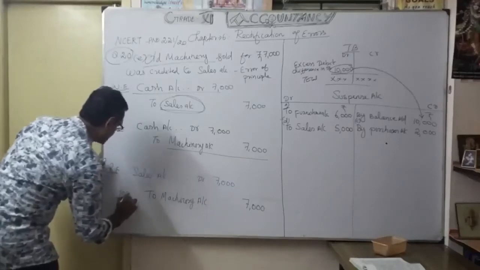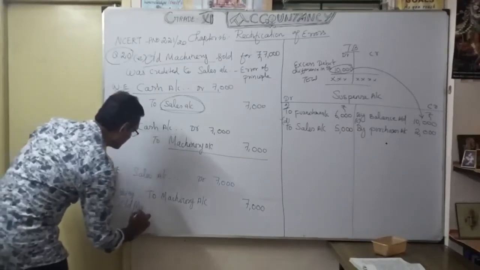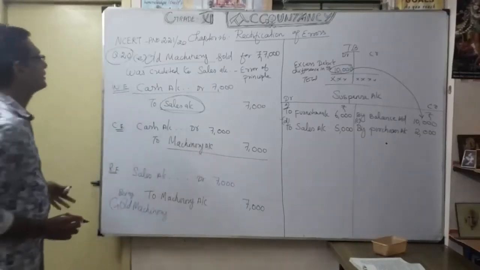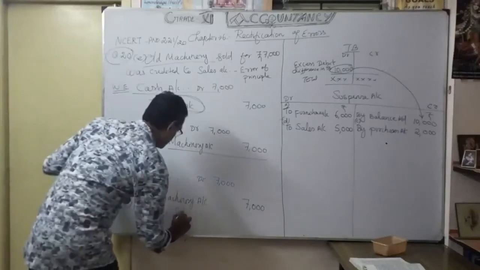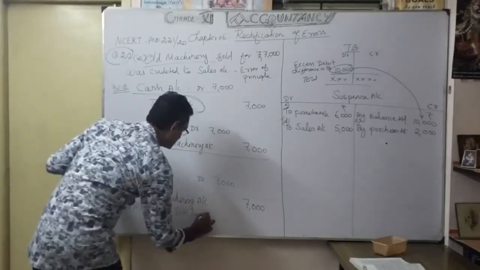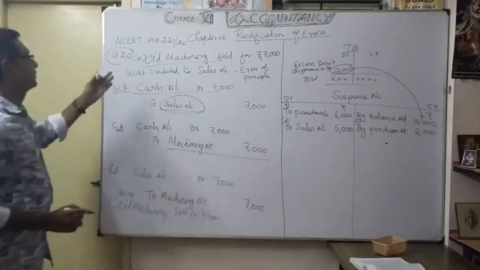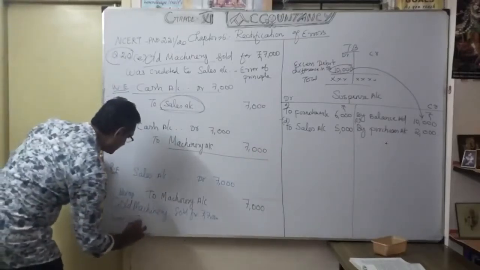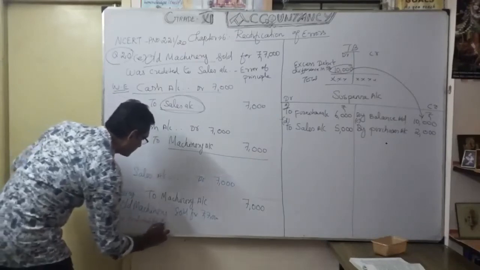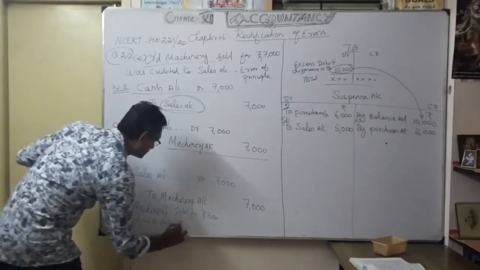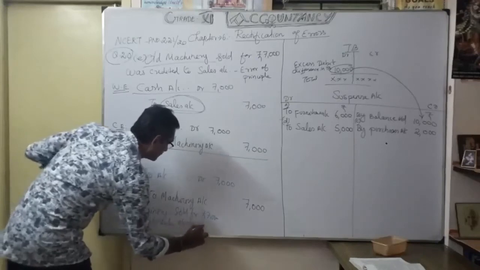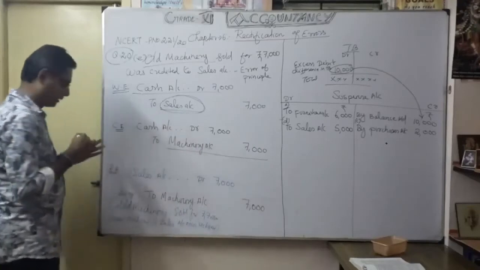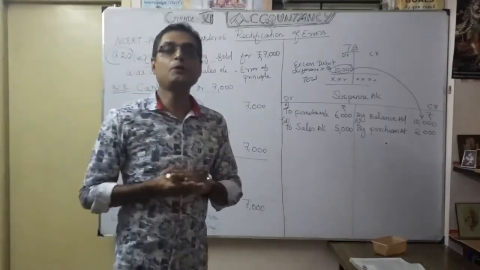being, that word is very important, being old machinery sold for how much? 7,000, was credited to which account? Sales account. Now rectify. So this word is very important. That's what our rectification is. So this comes under error of principle.